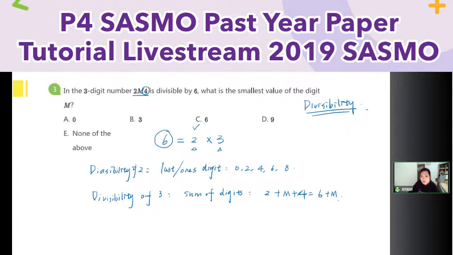Yeah, m can be 0, right? Because when m is 0, 6 plus 0 is 6, and 6 is divisible by 3, right? So m can be 0, and every time we add 3, the next one can be 3, and then 6 and 9. The question is asking what's the smallest value? The smallest must be 0, right? So the answer for this one is 8.